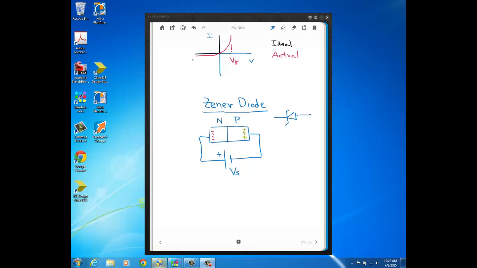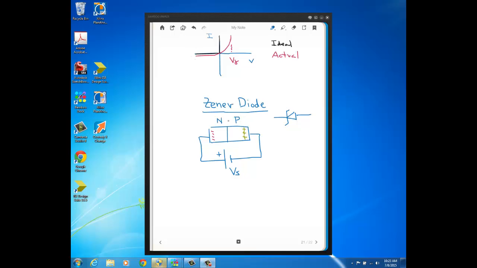In this region of the curve here, we're not quite done. And this is where a Zener diode comes in, because a Zener diode is a special kind of diode that most typically operates in this region here, where this interesting phenomenon occurs that we're going to talk about.